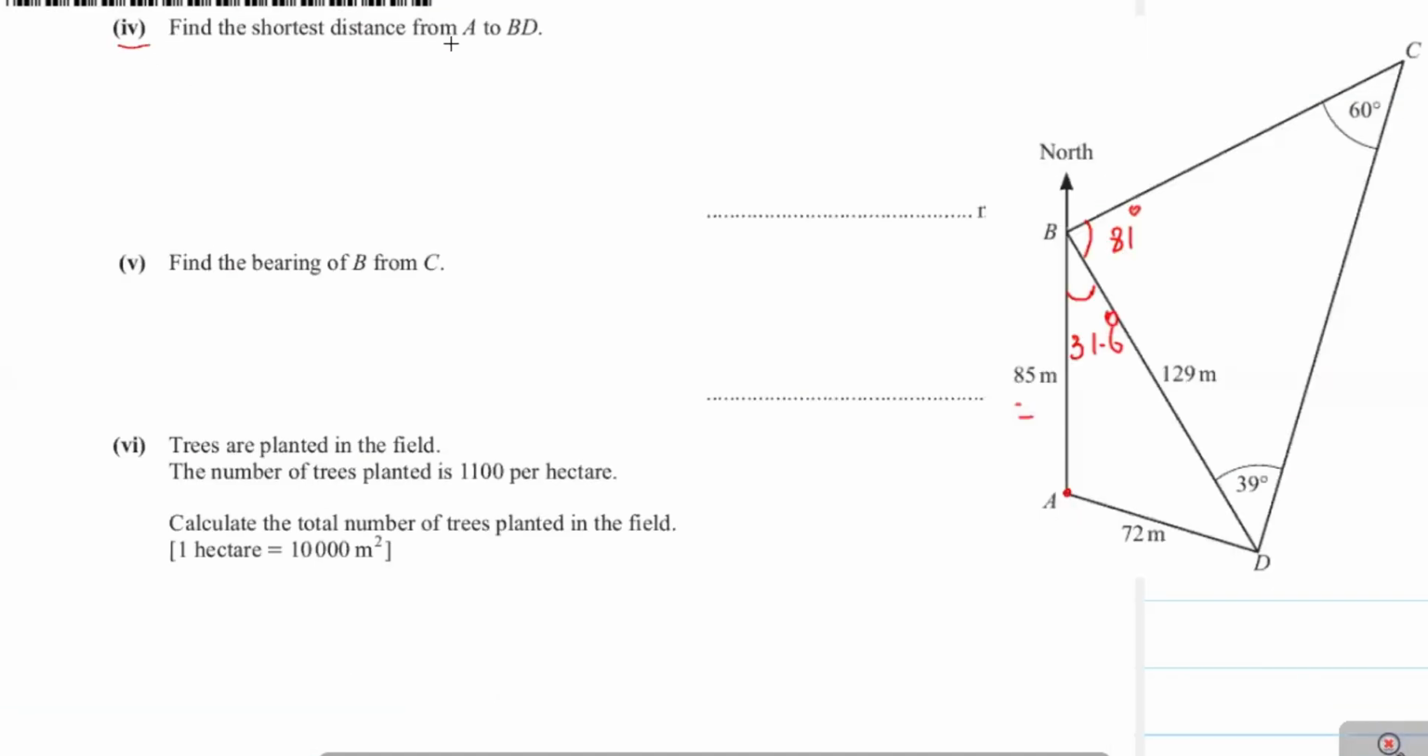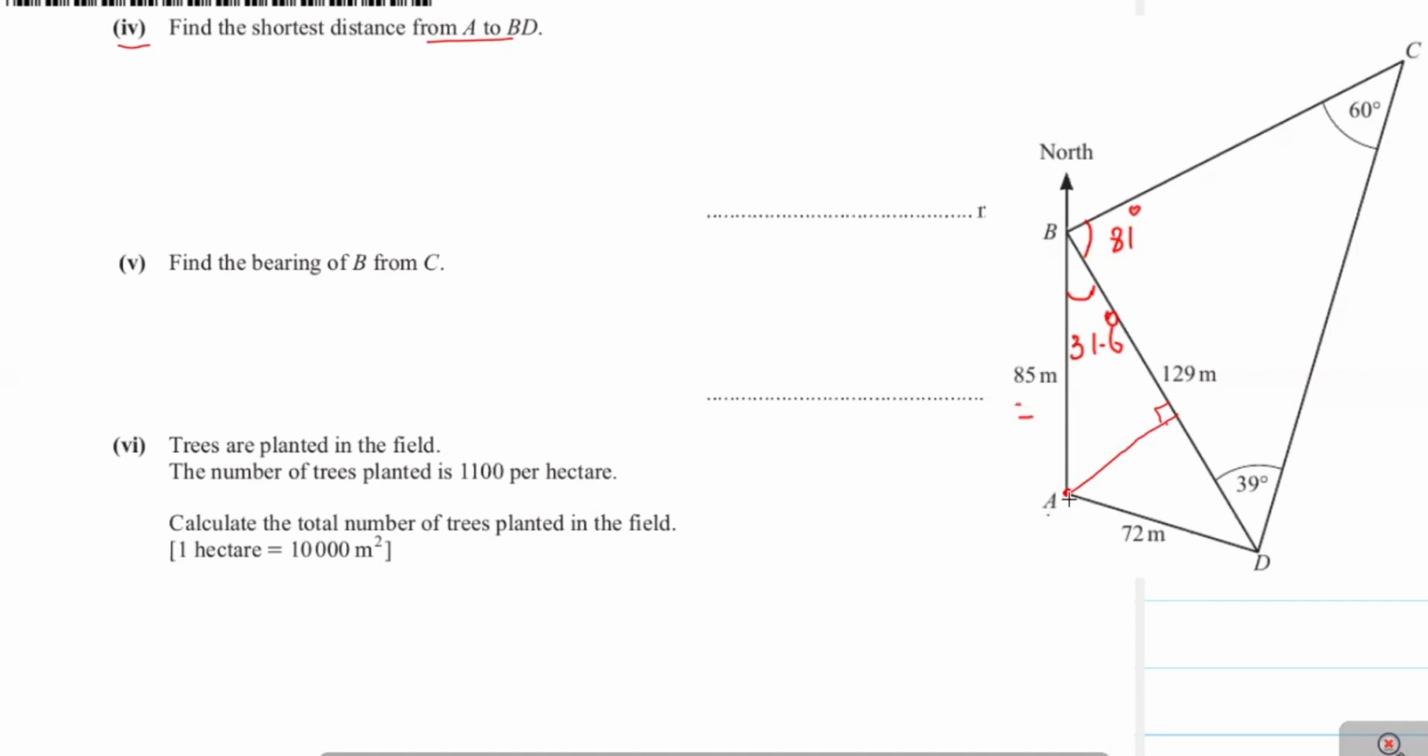Part 4, find the shortest distance from A to BD. Look here, this is the point A and this line is BD. The shortest distance of a point from a line is the perpendicular distance from the line to that point. Look here, if we draw the perpendicular from A to BD, this is the shortest distance from A to BD.